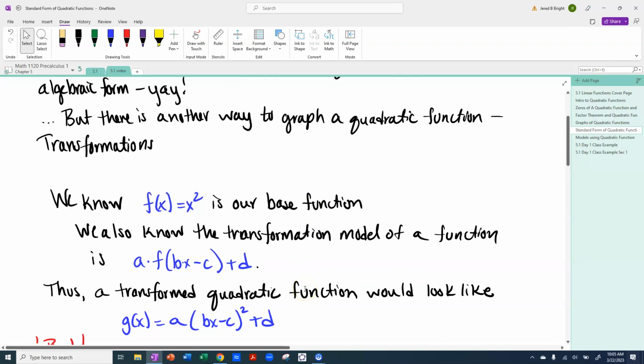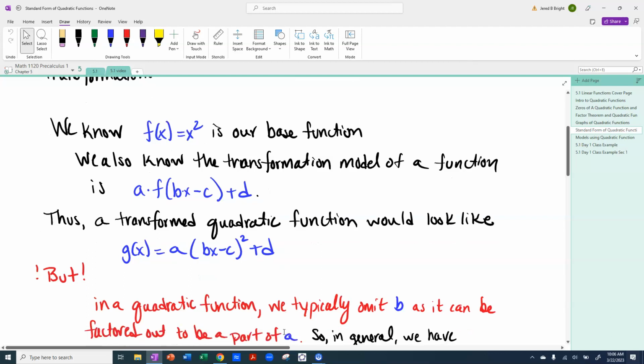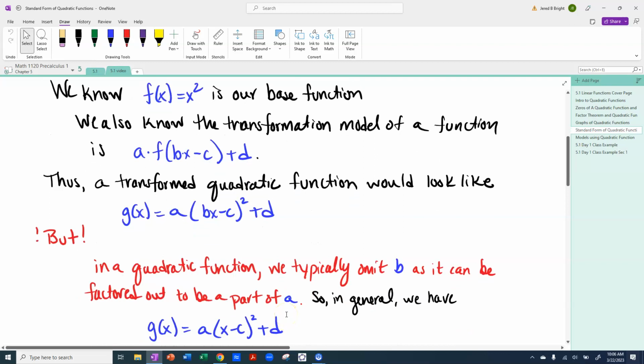And so if we work with the quadratic function and just insert this all in, we get the general function as A parentheses bx minus c quantity squared, all plus D. Okay. However, we make a simplification. If we're working with a quadratic function, that b that's inside on the x, we can actually factor that out and it can be a part of a.